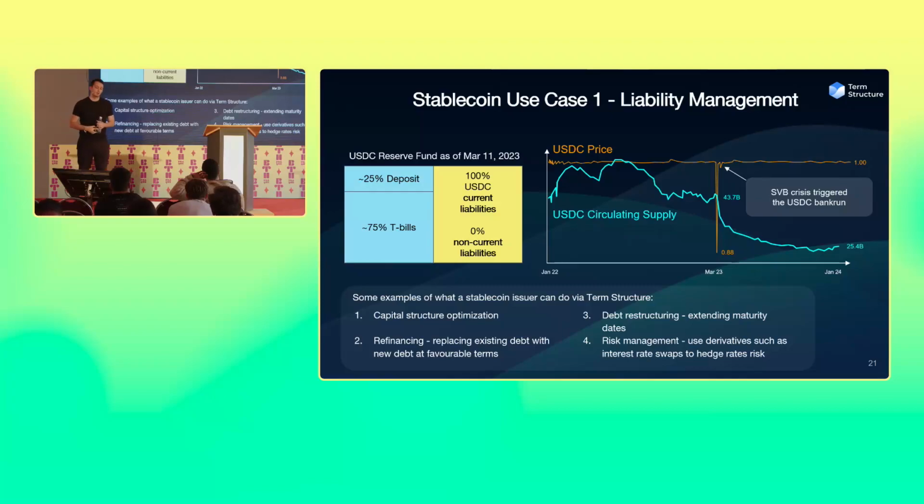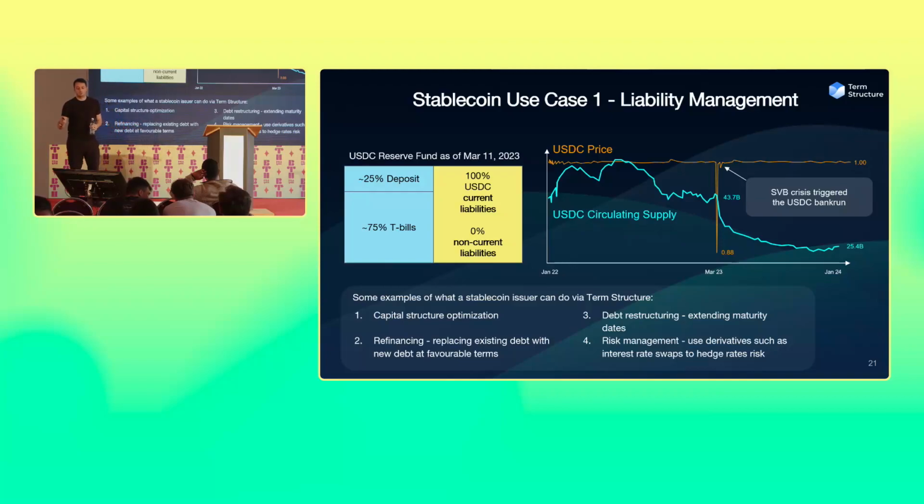For example, here, one of the very important use cases is liability management. So if you're a stablecoin issuer, you can use the protocol for optimizing your capital structure. Say, for example, you want to issue more debt. You can use it for refinancing, so you can replace your existing debt with new debt at favorable terms. So, for example, maybe you've issued debt at 10%, and now the market has rallied, so now you can potentially reissue at 4%. So you can buy back the debt that you issued at 10% and refinance at a cheaper level.